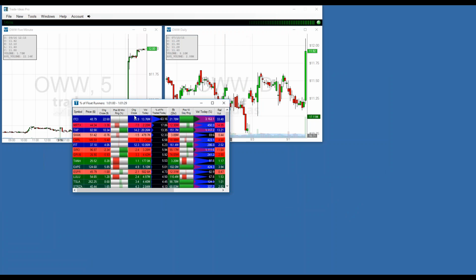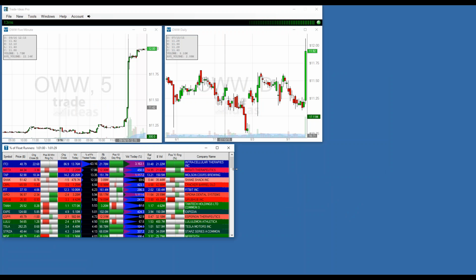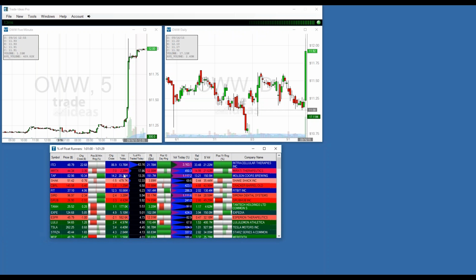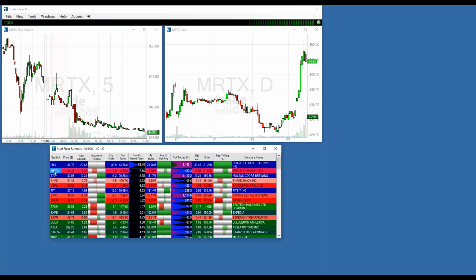So this window is a window that I kind of touched upon in the PowerPoint. It's called percentage of float runners. And what it is, it's a window that's basically showing you stocks that are moving, and they're moving a significant percentage of their float. Okay, so like ITCI, big gap and continued higher. MRTX was, again, 17% traded today, a lot of volatility, okay, on this down move. It doesn't have to be positive.